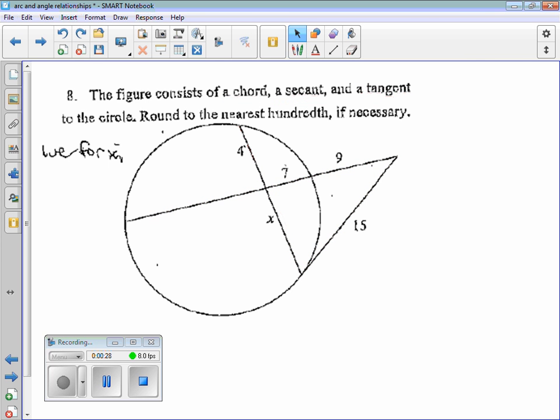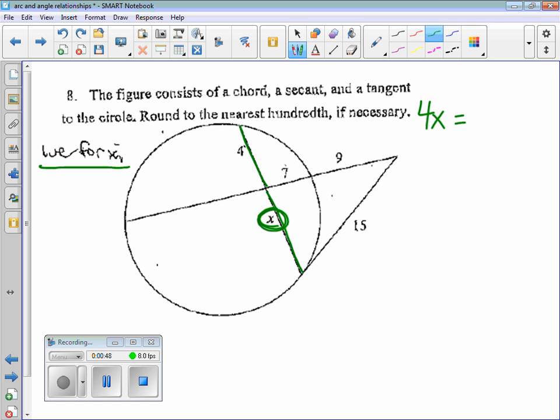Now, in order to solve for x, which is what we're asking for, there's a rule for how to solve for x. The rule is that you take this portion of the chord and multiply it times this portion of the chord, so that gives me 4x, and that is equal to this portion of the other chord times this portion of the other chord. 7 times, well, we don't know what this piece is. So 7 times something.